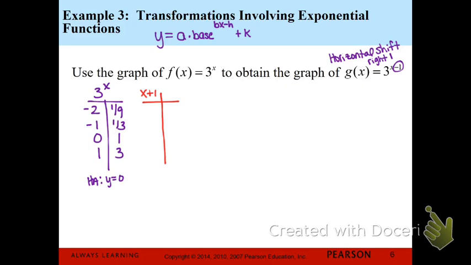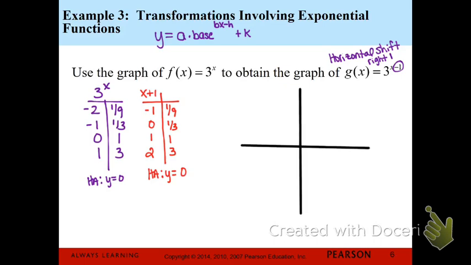All right, so we're going to add 1 to all of our x's. Our y's are not changing. What about my horizontal asymptote? Will it change? No, because it's a y equals, okay? It only changes if y changes. And then let's graph that.